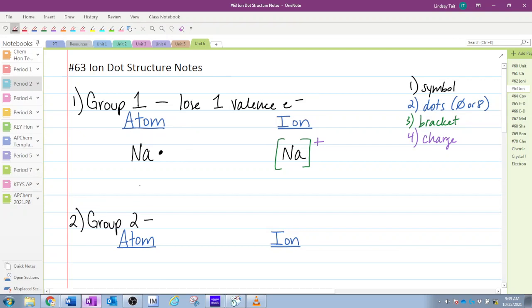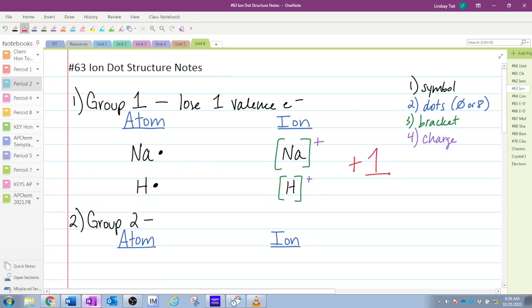Now, just because it's kind of weird, I want to throw hydrogen in here also because hydrogen only needs a duet. If hydrogen's going to form an ion, it will also lose that one valence electron. So I know you're like, oh, would it gain one or lose one? Because it only needs two. I'm just telling you, it's going to follow the same trend. So hydrogen, step 1, symbol. Step 2, dots. We have no dots. Step 3, bracket. Step 4, charge. Hydrogen would form ions with a positive 1 charge.